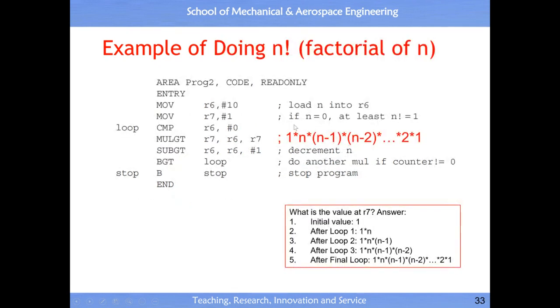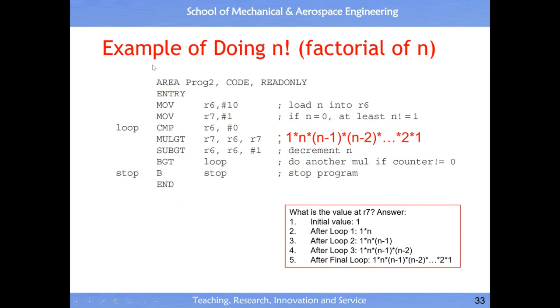And this is one more example, slightly complicated, to show you or demonstrate the way to implement some complicated computation with assembly language. Okay, so this directive is to allocate space for the program in the memory segment called code. This is read only, this is the entry point of your program.